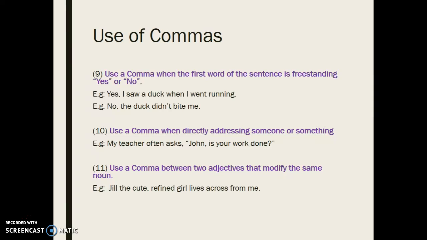Number 9, use a comma when the first word of the sentence is freestanding, yes or no. Example: yes, I saw a duck when I went running. Other example: no, the duck didn't bite me.